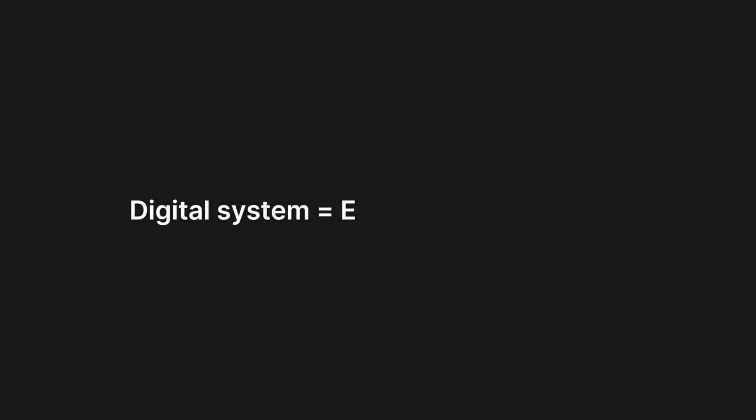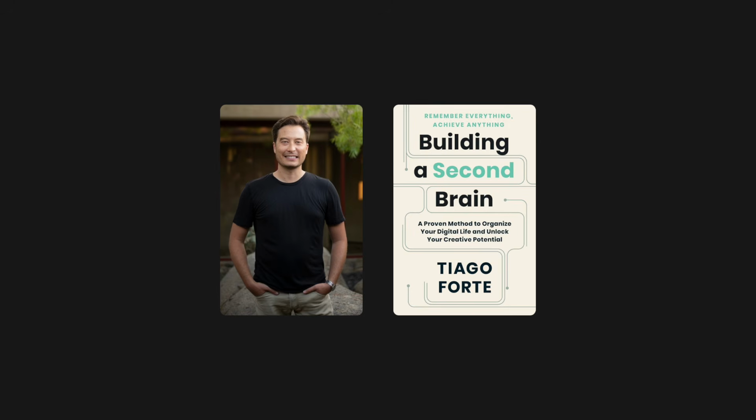But first, what is a second brain? Well, if you're not sure what a second brain is, think of it as a digital system that acts like an extension of your mind and that helps you organize and access unlimited information effectively. It's inspired by the work of productivity expert Tiago Forte and his book, Building a Second Brain, which also introduces the PARA productivity method that we're going to be using here.